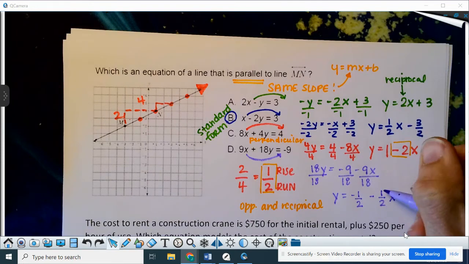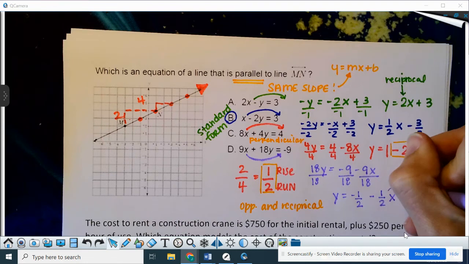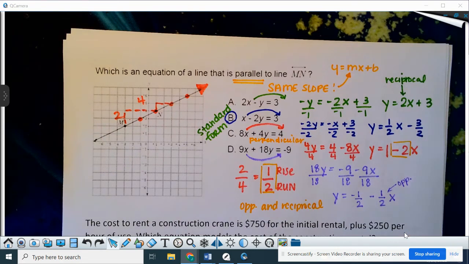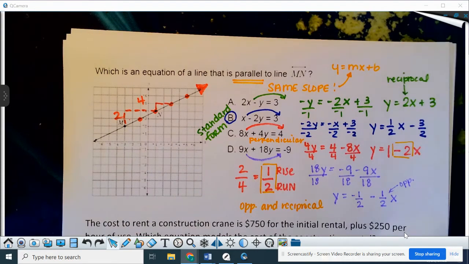And so this again is your opposite slope, but not reciprocal. So this is only opposite, not reciprocal. So not perpendicular and not parallel. So our best answer is indeed B.